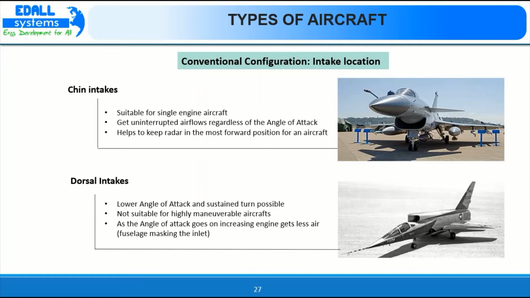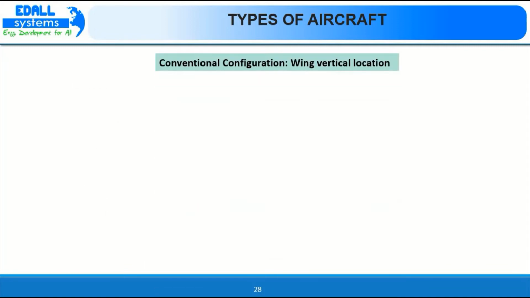So when we are moving with higher angle of attacks, this intake will be masked or covered by the cone of the cockpit, and there will be less air for the engine to take inside. So these are the four intake locations for aircraft, and based on these intake locations, these kinds of aircraft are classified. The next category we will see is wing vertical location.